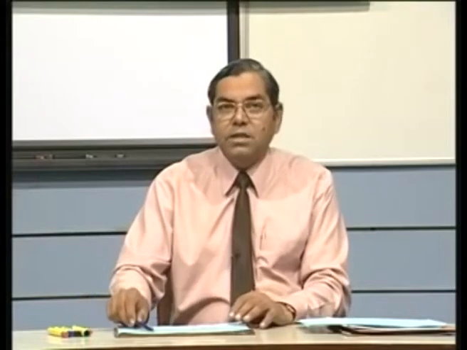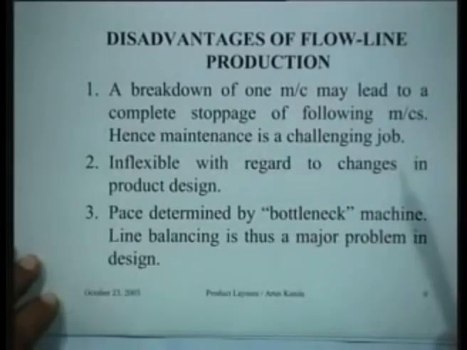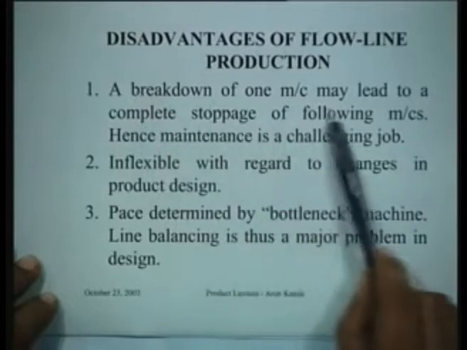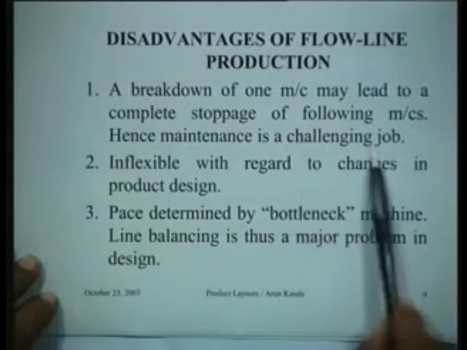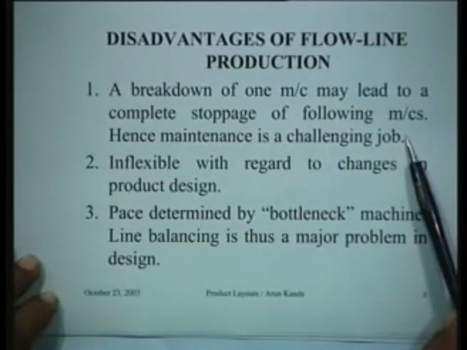Some of the disadvantages of flow line production are that a breakdown of one machine may lead to a complete stoppage of the following machines. Hence, maintenance is a challenging job here. This is a very significant thing, because if you happen to be in charge of an assembly line, you have got to make sure that the line is running all the time, which means that if there is a breakdown, then maintenance staff has to be on the job constantly doing this job.